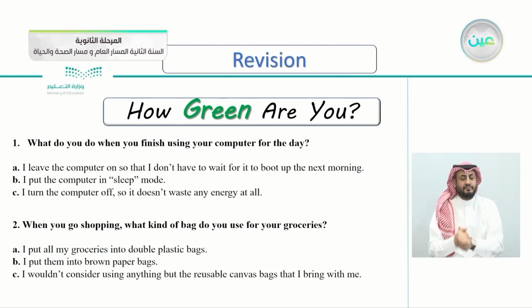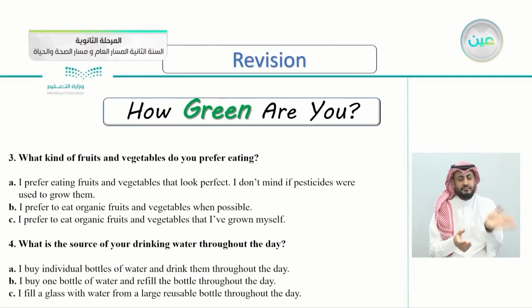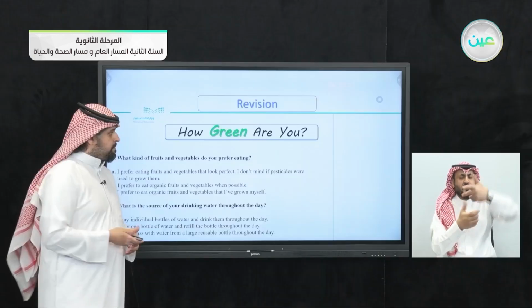And number 2, when you go shopping, what kind of bag do you use for your groceries? Do you use a plastic bag or paper bag, and so on? And continuing here, what kind of fruits and vegetables do you prefer eating? I prefer eating fruits and vegetables that look perfect, or organic foods and vegetables when possible, or organic foods and vegetables that you grow yourself. So I think you remember what you answered previously. Number 4, what is the source of your drinking water throughout the day? Do you drink tap water, bottled water, or so on?